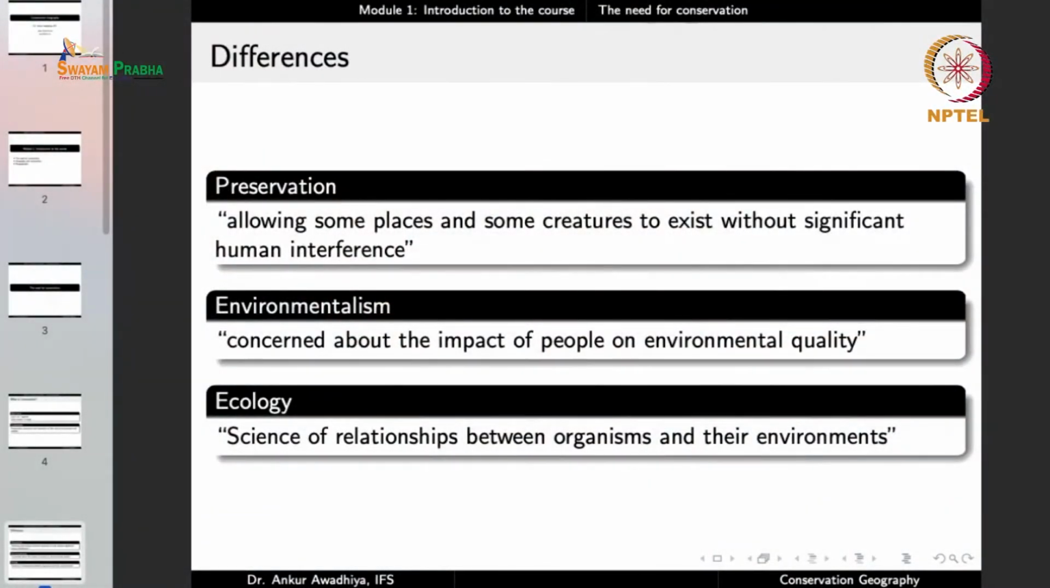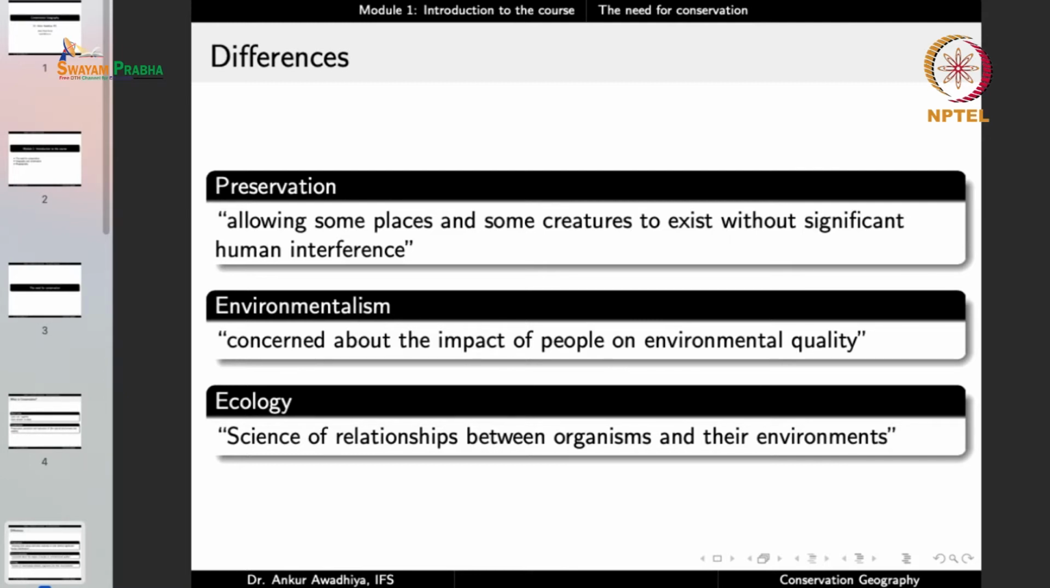But at the same time, in certain cases, preservation is not going to help us achieve our objectives. Because in cases where the habitats are already extremely degraded, if we went for preservation, we will not permit any human interference, and in that case, we will not be able to restore the environment back to a good state. So in such situations, conservation also becomes important, and we will have to let go of preservation. So preservation, meaning allowing some places and some creatures to exist without significant human interference, may be necessary in certain situations, but not all. And it is very different from conservation.